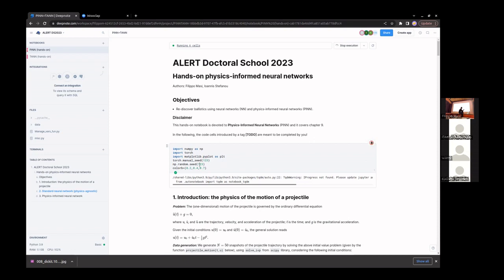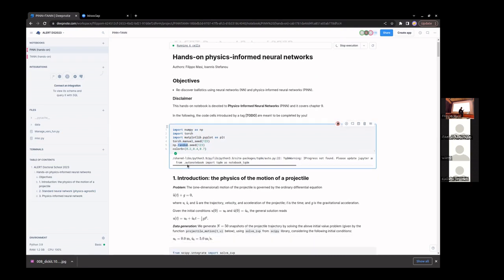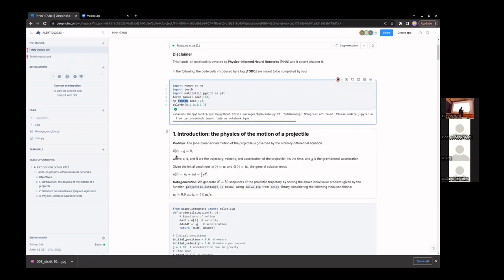So what we do is that we just import the classical things. Important thing, as Filippo said, we want to select a seed on NumPy because we will generate the data in NumPy. So what we've done is simply, of course, generate some dataset. I won't go really into that. It's not important for this lesson.